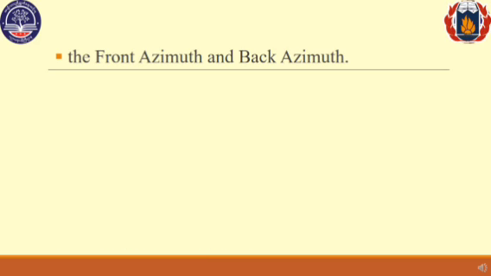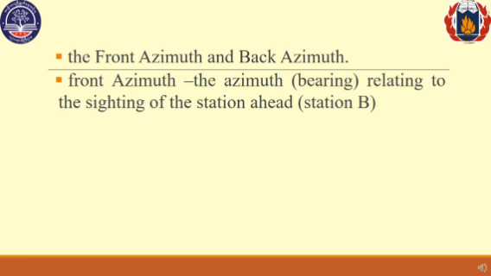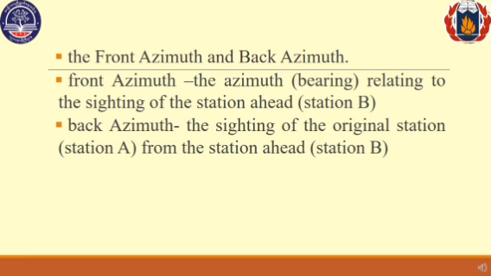As one proceeds from station to station, once you have the front bearing at station 2, you take the back bearing of the station behind. The front bearing is related to the station ahead, station 3. Likewise, the back bearing is the bearing of the original station, station A, from the station ahead, station B.